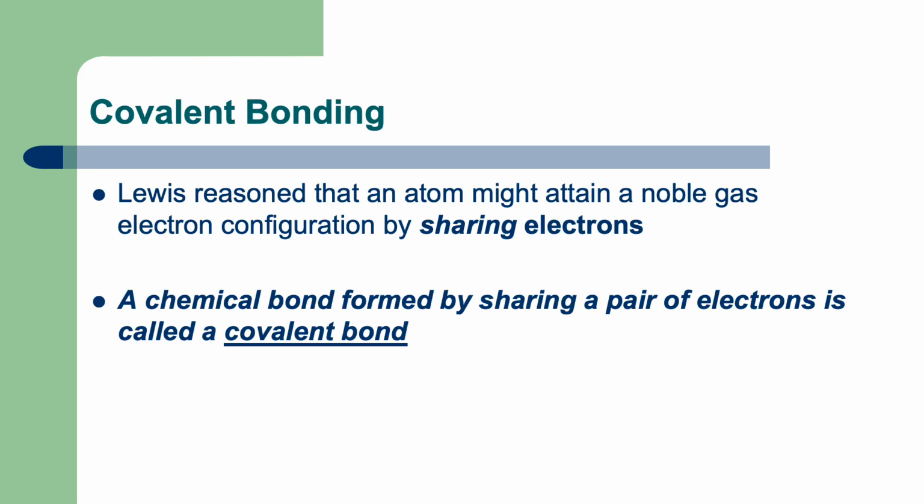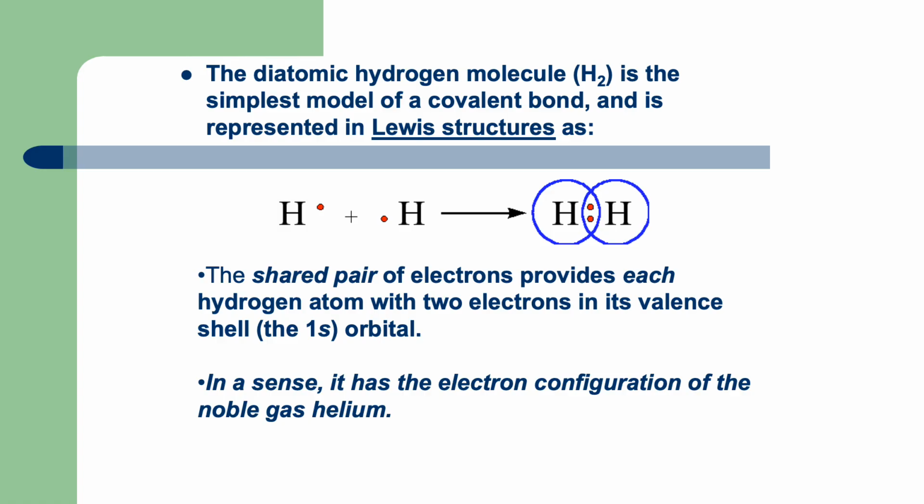The third type of bonding that we're looking at is covalent bonds. Again, the whole goal behind bonding is to make the atoms more stable. A scientist by the name of Lewis reasoned that an atom might obtain a noble gas electron configuration by sharing those electrons. The noble gas configuration was important because those noble gases are considered very stable. A chemical bond that's formed by sharing a pair of electrons is called a covalent bond.